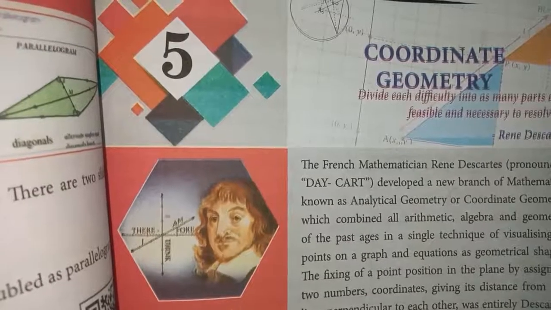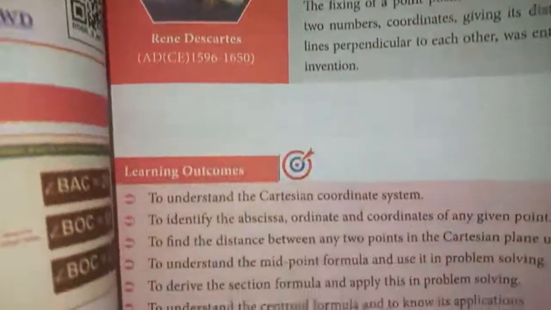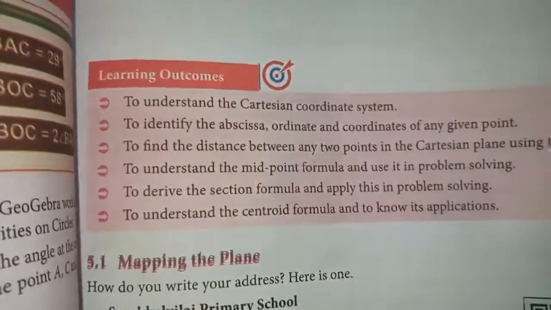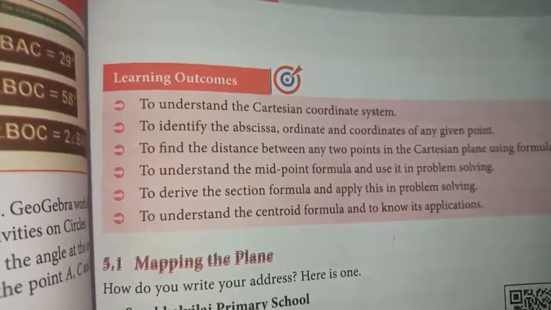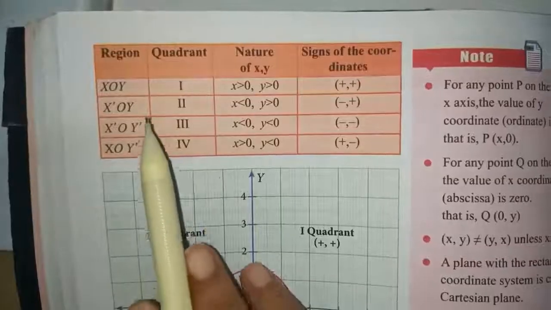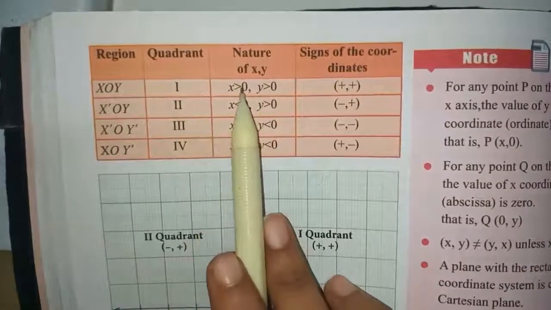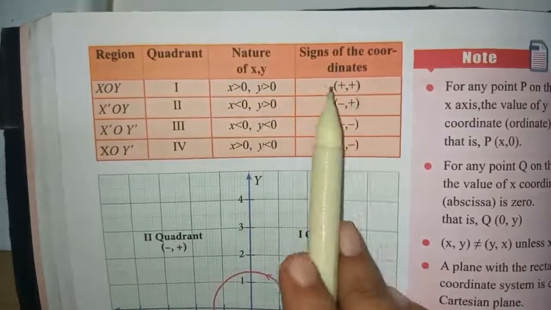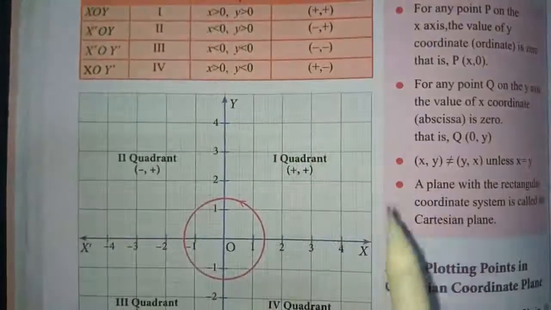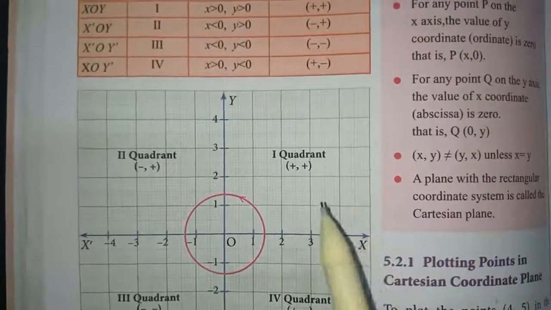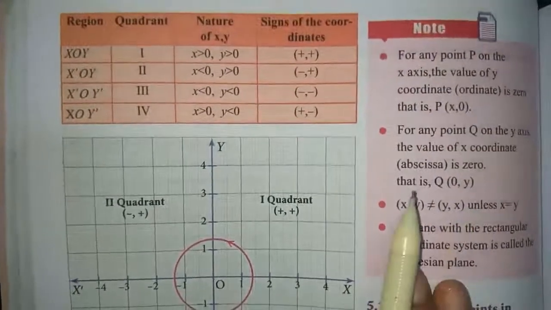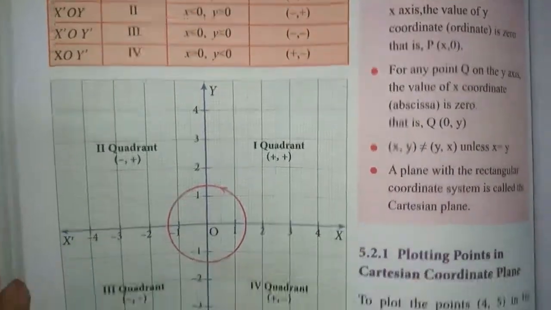Happy morning students. Today we are going to see unit 5 coordinate geometry. First topic 5.1 mapping the plane. So at first you have to know the region, quadrant and nature of x comma y and sign of the coordinates. So this belongs to page number 190. So first you see the graph.